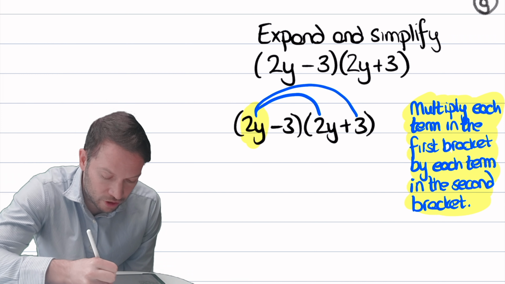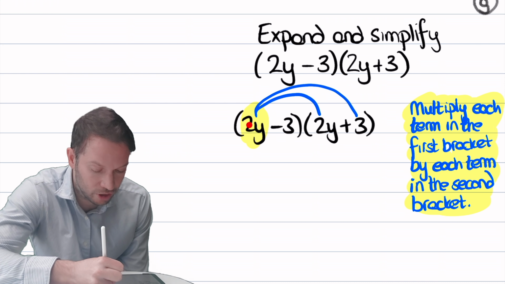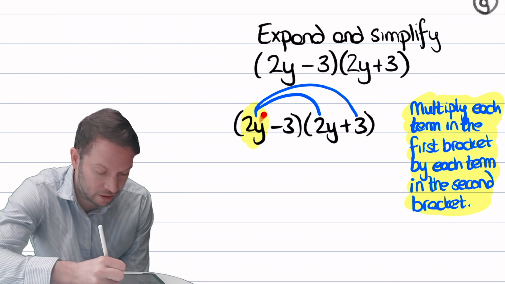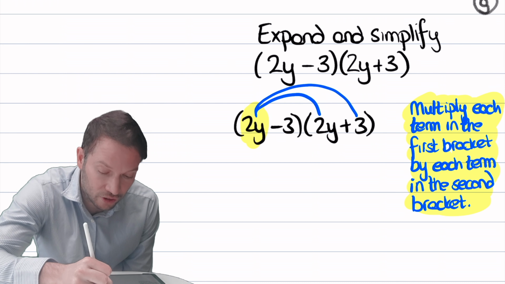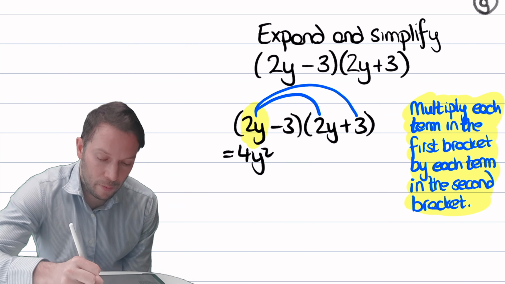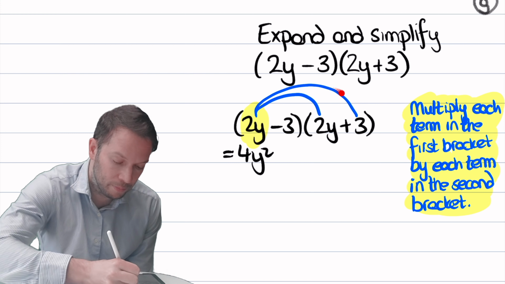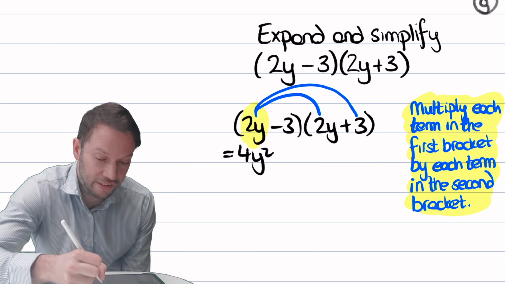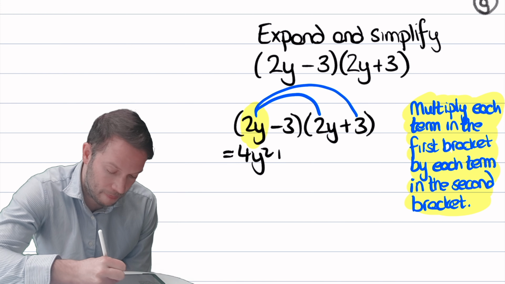If we do the 2y times the 2y, 2 times 2 is 4, y times y is y squared, so you get 4y squared. And then we can do the 2y times the plus 3. 2 times 3 is 6, so you get 6y.